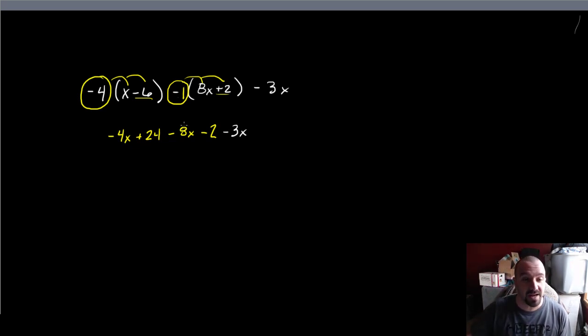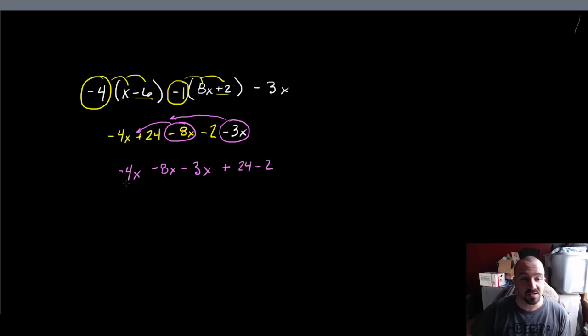So now I can pick up and move all of the common terms next to one another. This is the commutative property of addition. So this is negative 4x minus 8x minus 3x. And then I can write the rest of it just as normal, plus 24 minus 2.